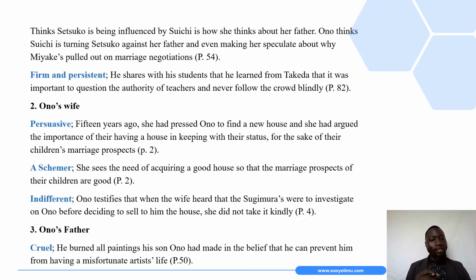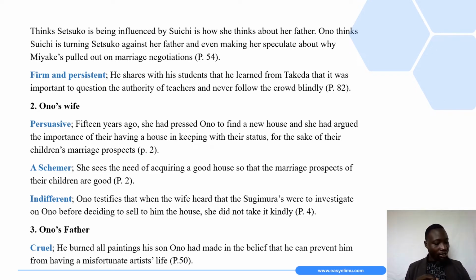Another thing is that she is a schemer. Ono's wife is also a schemer. She sees the need of acquiring a good house so that the marriage prospects of their children are good. Another thing is that she is indifferent. Ono testifies that when the wife heard that the Sugimuras were to investigate on Ono before deciding to sell to him the house, she did not take it kindly.